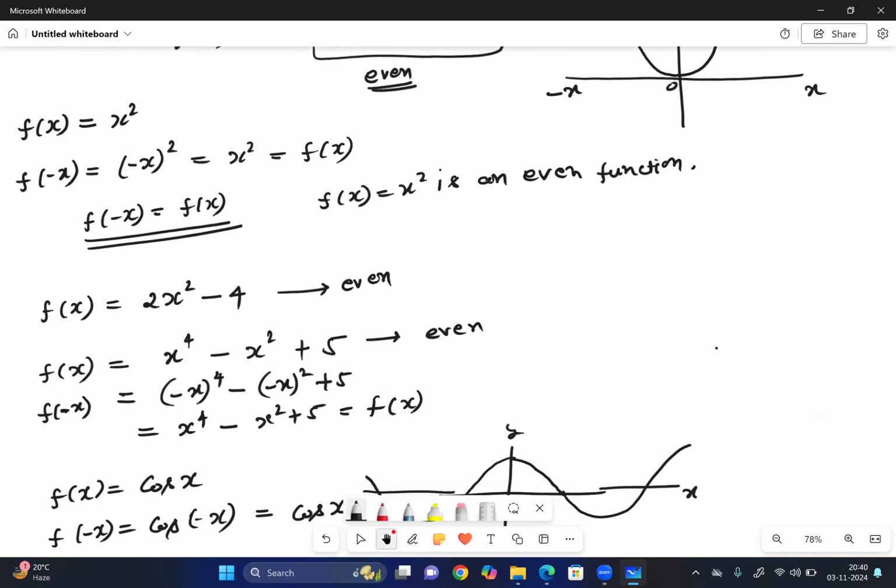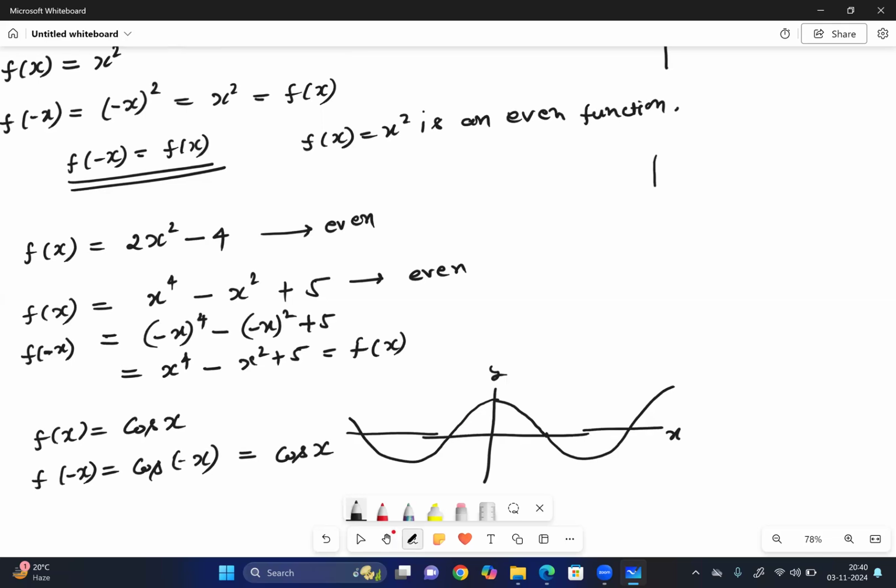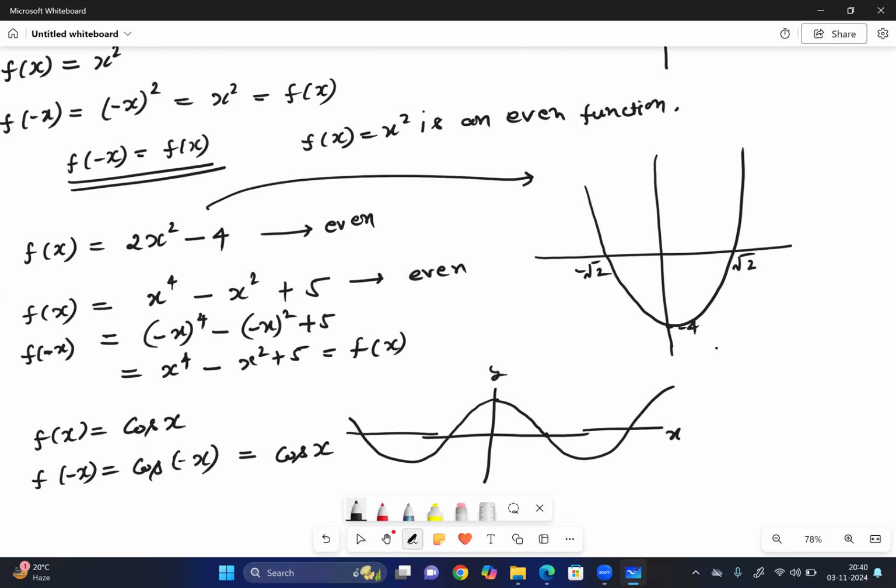If we draw 2x squared minus 4, this curve is shifted 4 points down. So it's minus 4 here and something like this. Something like this, right? So it's plus minus root 2. There's minus root 2, this is root 2. So there's a curve for this function, isn't it? So that's also an even function.